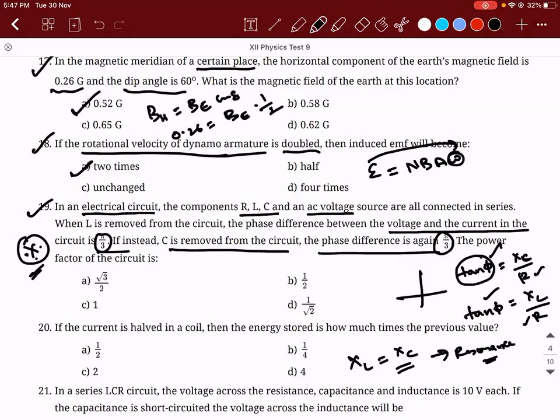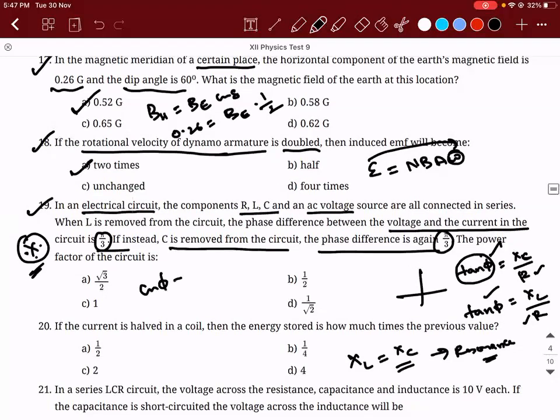So under resonance condition, if you need to find the power factor, then what is it going to be? Cos phi is equal to R divided by Z. But in the case of resonance, what is Z equal to? R. So this will be R divided by R. This will be 1. So what is the answer? 1. Got it? So it's a very good question.